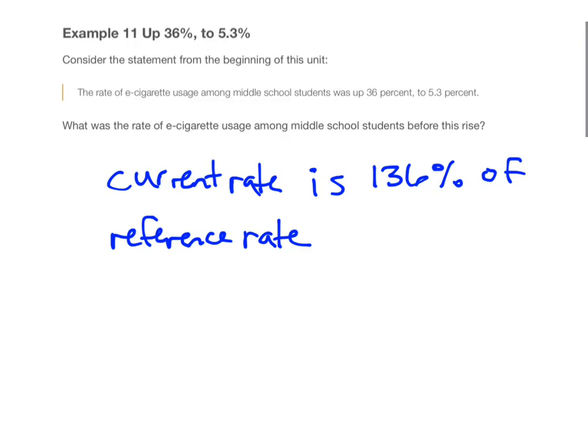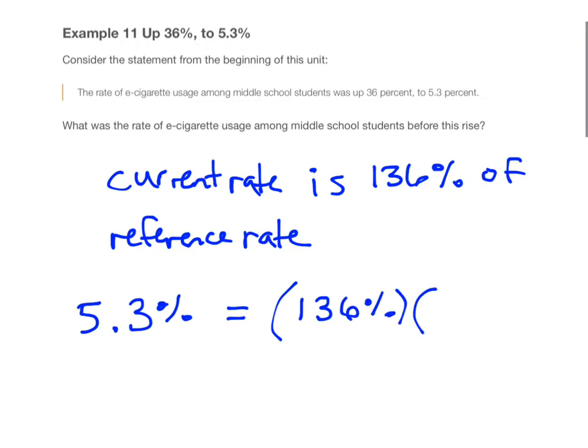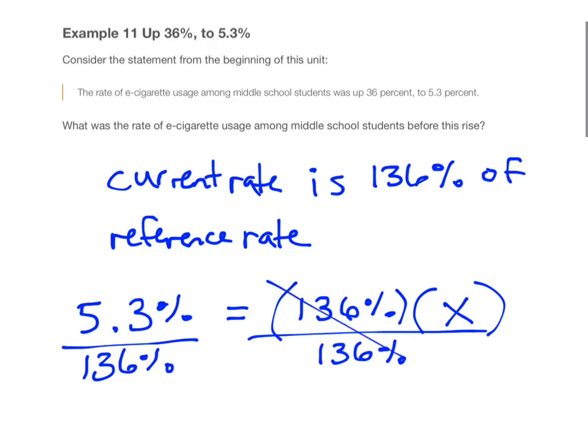Okay, so the current rate, let's start filling in what we know. The current rate is 5.3%. Is means equals 136% of, so that means multiply the reference rate, and that's unknown. Okay, I'll call this x this time. Right. So to solve, we can divide both sides of the equation by 136%. Okay, and that will solve and give us x. All right, now the percent signs will cancel here. And when you divide 5.3 by 136, you get 0.03897... It continues.